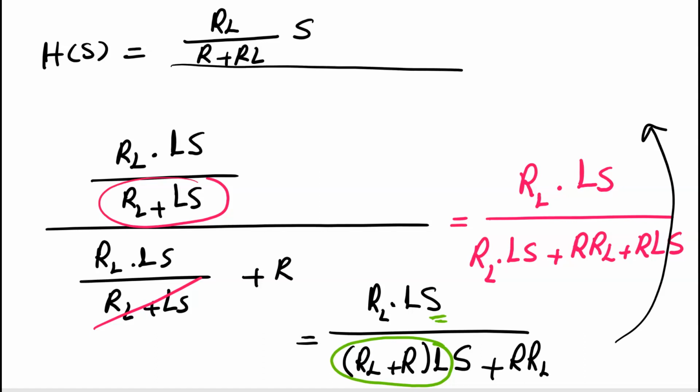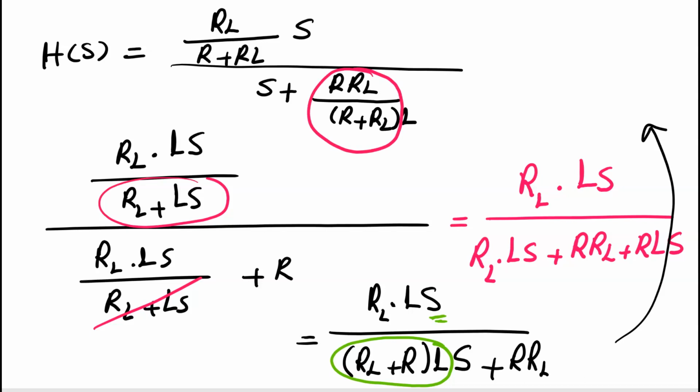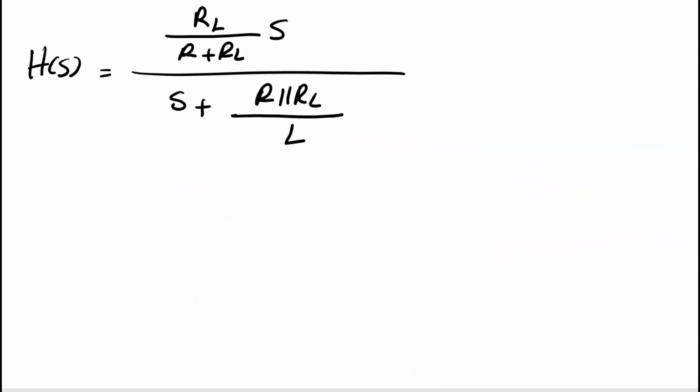And then in the denominator, I'm going to have S plus R multiplied by RL divided by R plus RL multiplied by L. So let's see what I have here. What you can see here is basically the definition of R in parallel with RL. So let me rewrite everything on another page. This is going to be my transfer function in the loaded scenario.